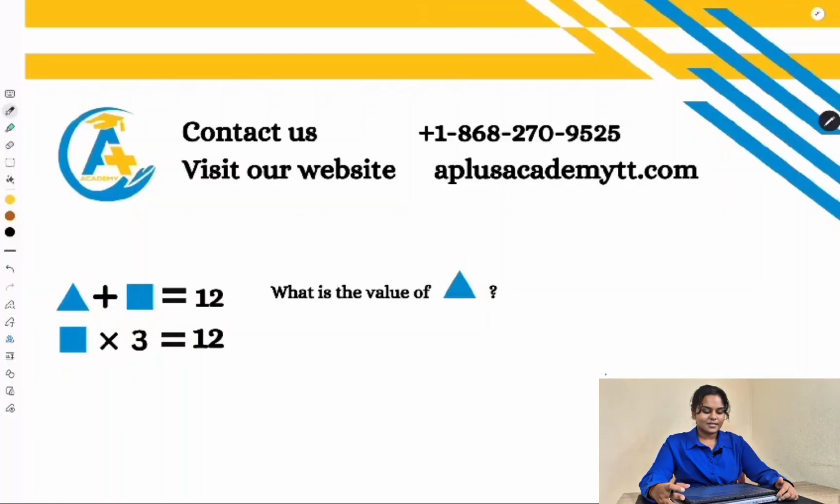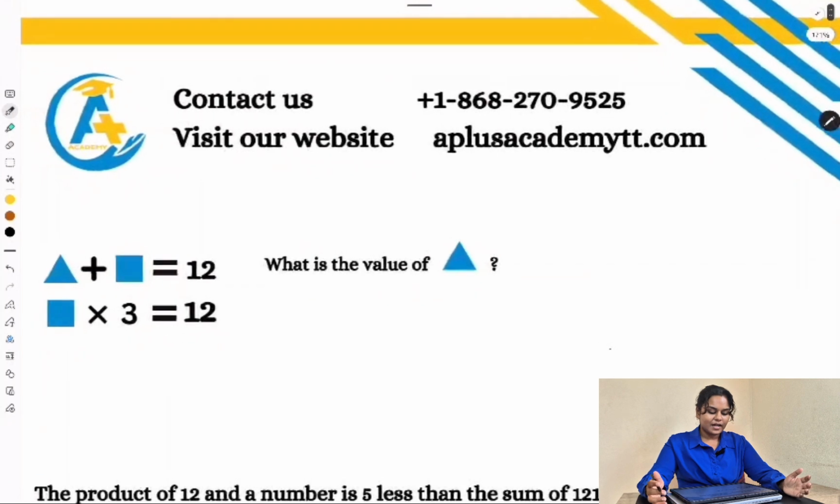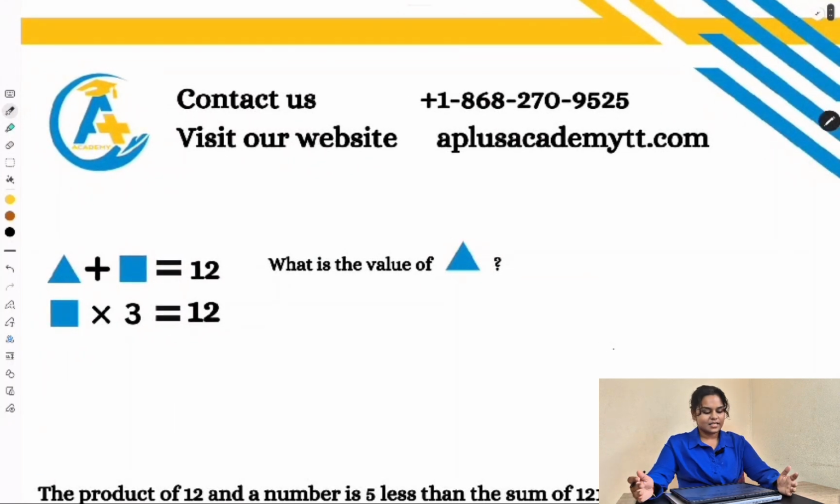Today, I'm going to go through a couple of practice questions with you guys, starting firstly with this one on our screen here. Triangle plus square is equal to 12. What is the value of the triangle given that the square multiplied by 3 is also equal to 12? So let's see. Using the second equation, which has one unknown, the square, we're going to be able to find the value of the square.